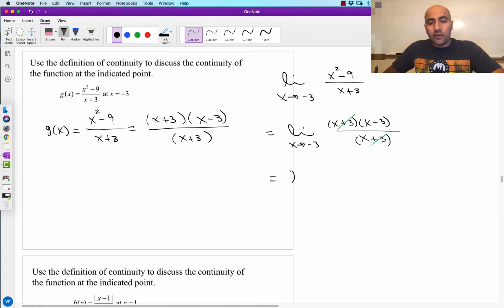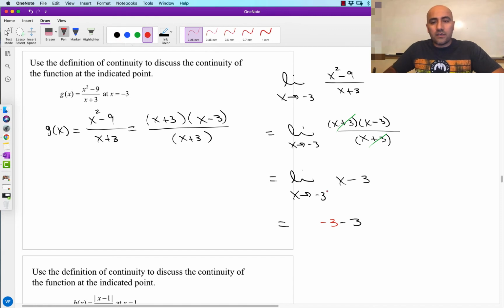So you'll be able to get this to be equal to the limit as x approaches negative 3 of x minus 3. And so now this is a polynomial, and we know from a previous section that when we have a polynomial, the limit will exist, and it's equal to just plugging it in. So now the limit will be equal to blank minus 3. Let's put it in red. So now we just plug in this negative 3.